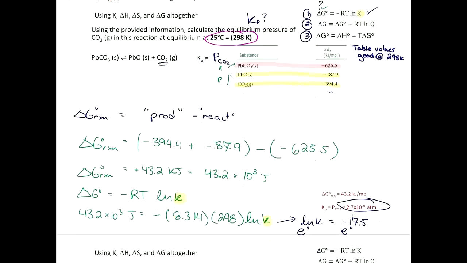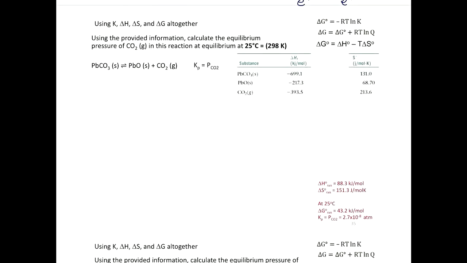We do make a small assumption for the next question. Yes, these table values, those delta G's of formation, again, are only good at 298. But we do make an approximation that delta H and delta S don't change considerably with temperature, but delta G does. So that allows us to calculate delta G another way. And this is especially useful if we have to calculate delta G at different temperatures. So let's approach this question.